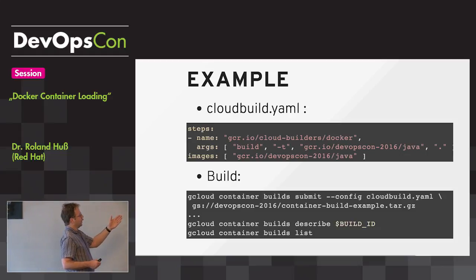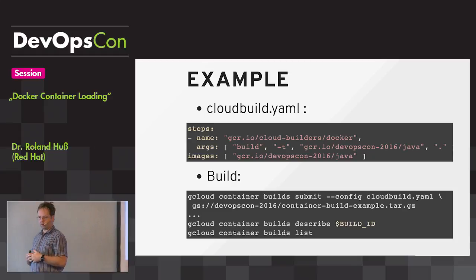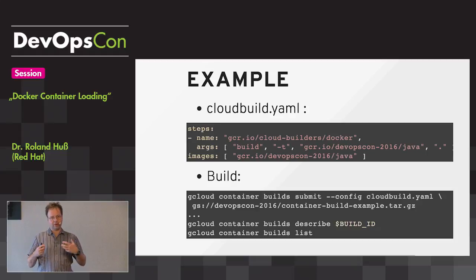In order to use Google Container Engine, you need either the Google Cloud SDK. This comes with a tool called gcloud, which is the Google Cloud CLI tool. Or you can, of course, use the REST API, for example, with curl or some client library.